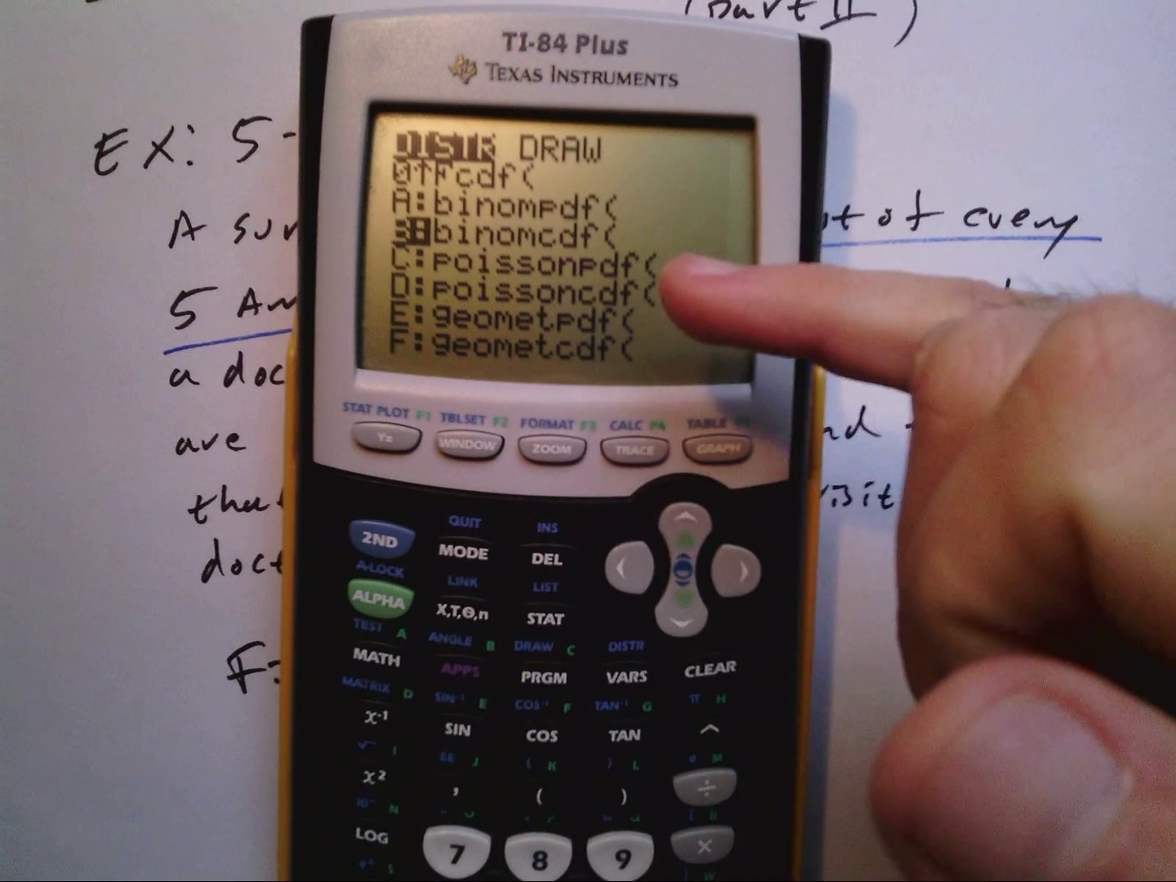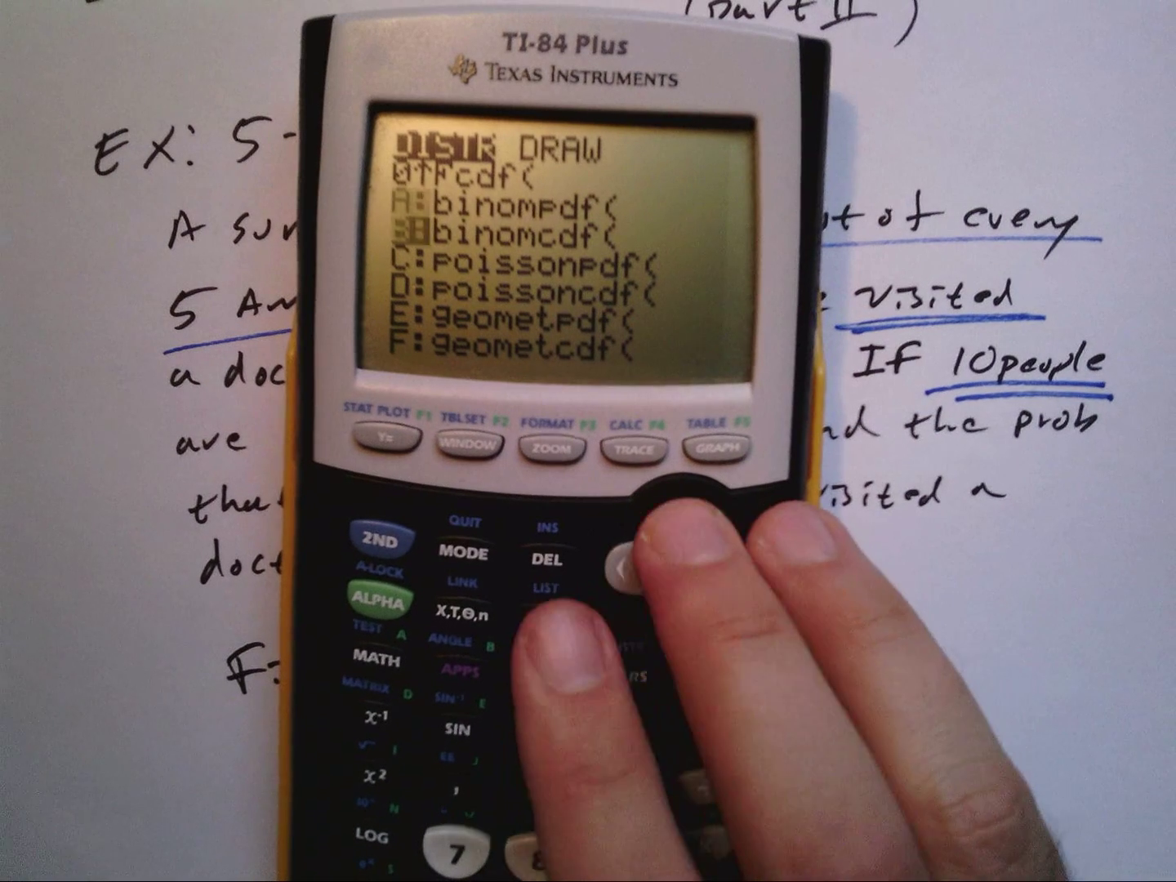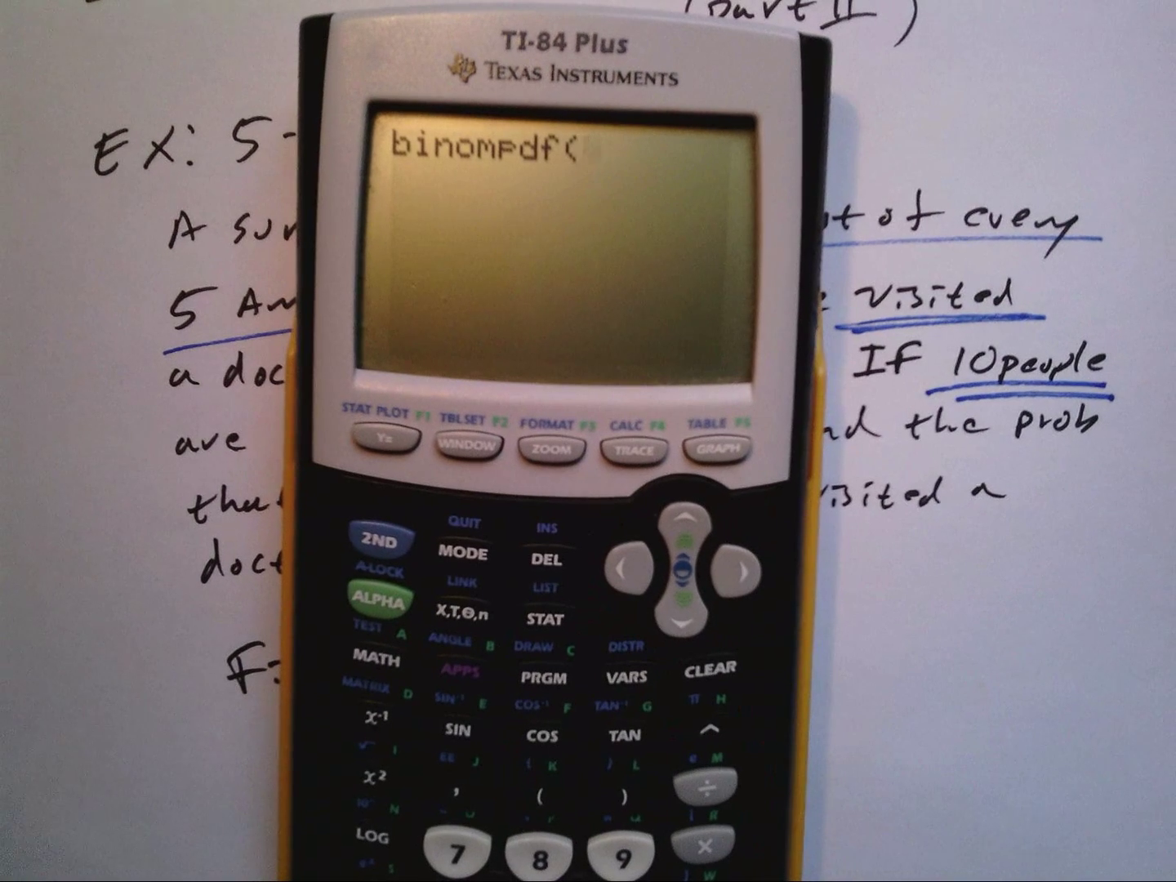Same will go for Poisson or geometric or the other ones we're using. Alright, so since we're looking up one value, it's binomial PDF. Hit enter. Now, on the newer style calculators, you can have a drop-down menu with prompts for this information, and you're going to hit paste, and it will paste what I'm doing right here.